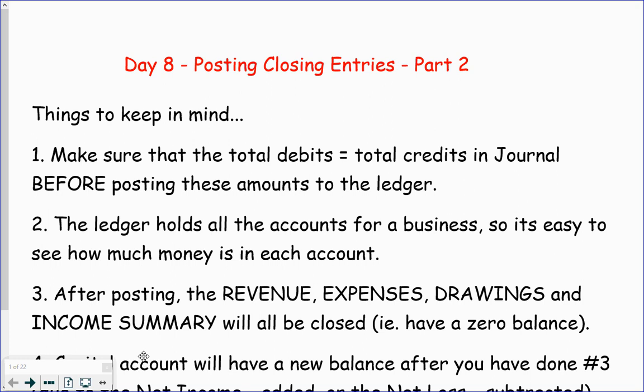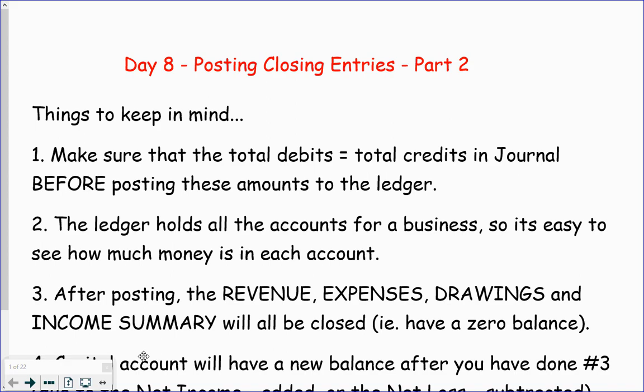The way you close an account is you do the opposite to what is there. So if revenue has a credit balance, you debit it to close it off. Okay, and we recorded it in the general journal. What we're going to do today is we're going to do the exact same thing, but we're going to do it in the ledger instead of the journal. That's the only difference.